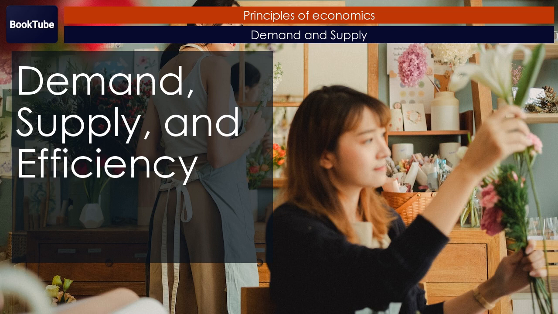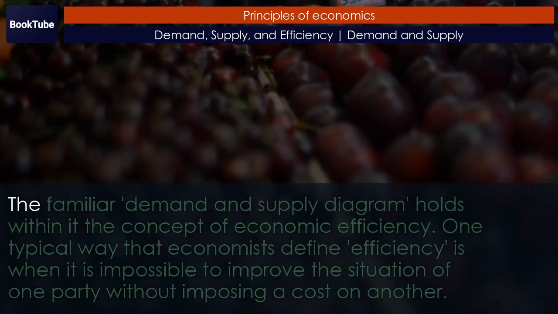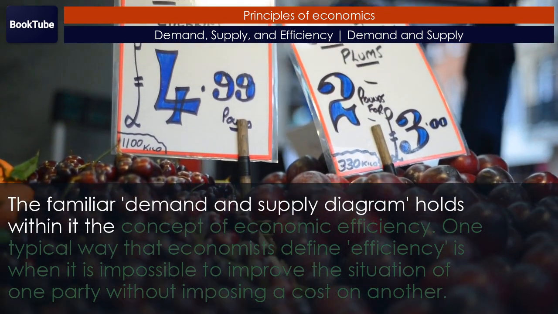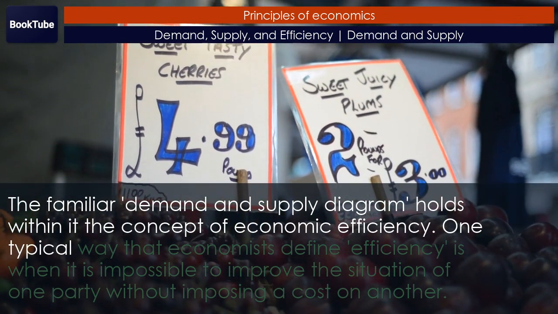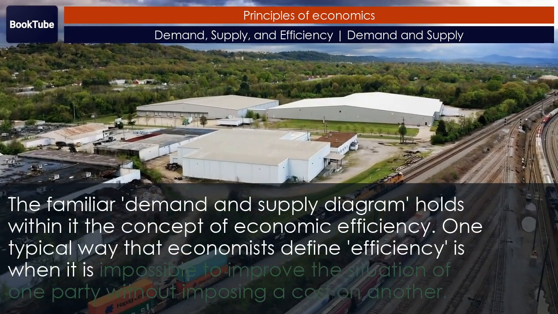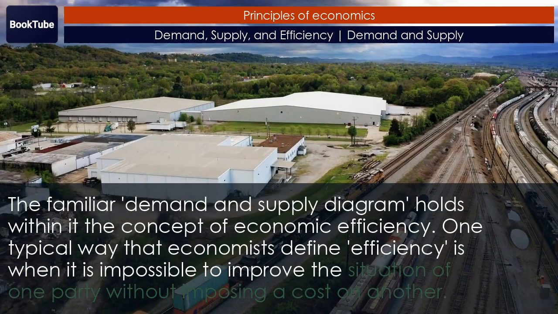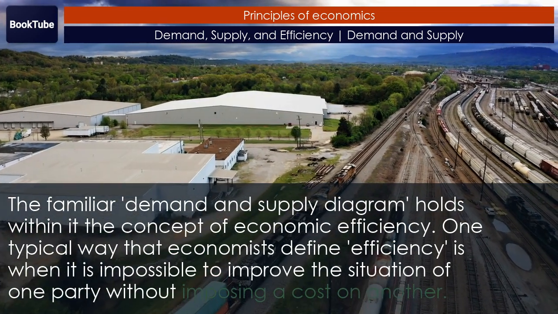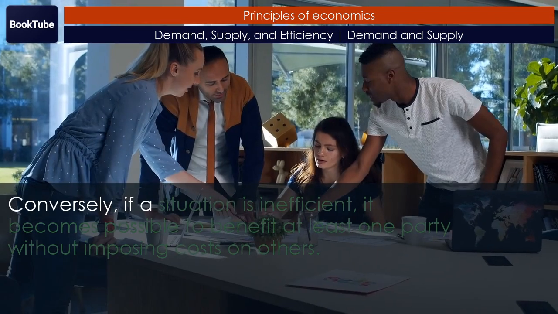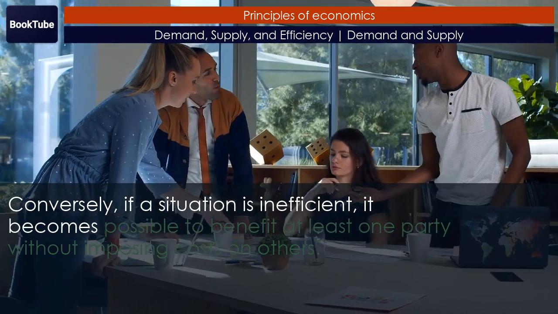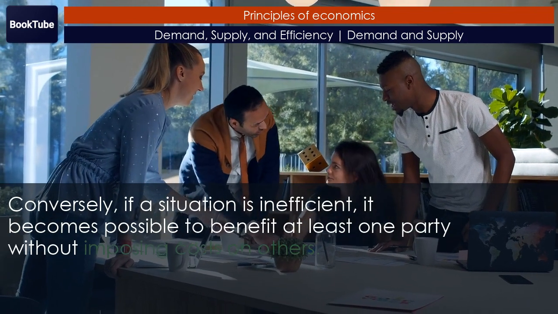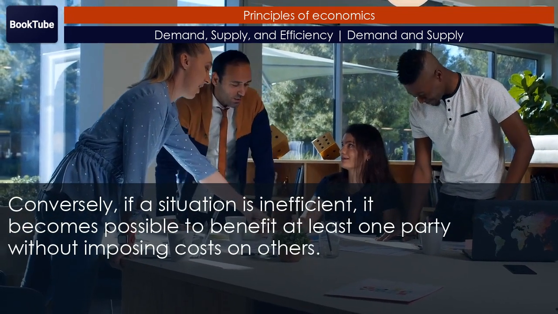Demand, supply, and efficiency. The familiar demand and supply diagram holds within it the concept of economic efficiency. One typical way that economists define efficiency is when it is impossible to improve the situation of one party without imposing a cost on another. Conversely, if a situation is inefficient, it becomes possible to benefit at least one party without imposing costs on others.